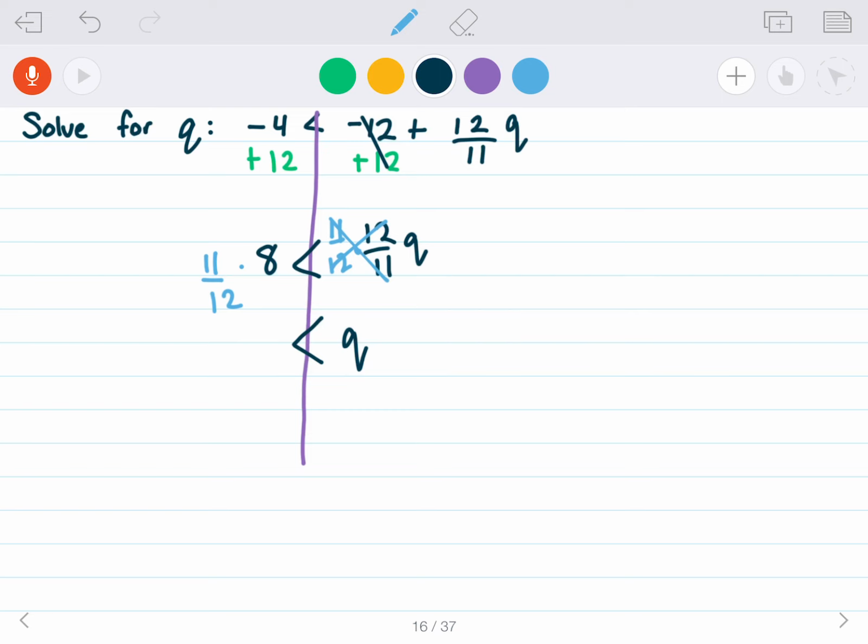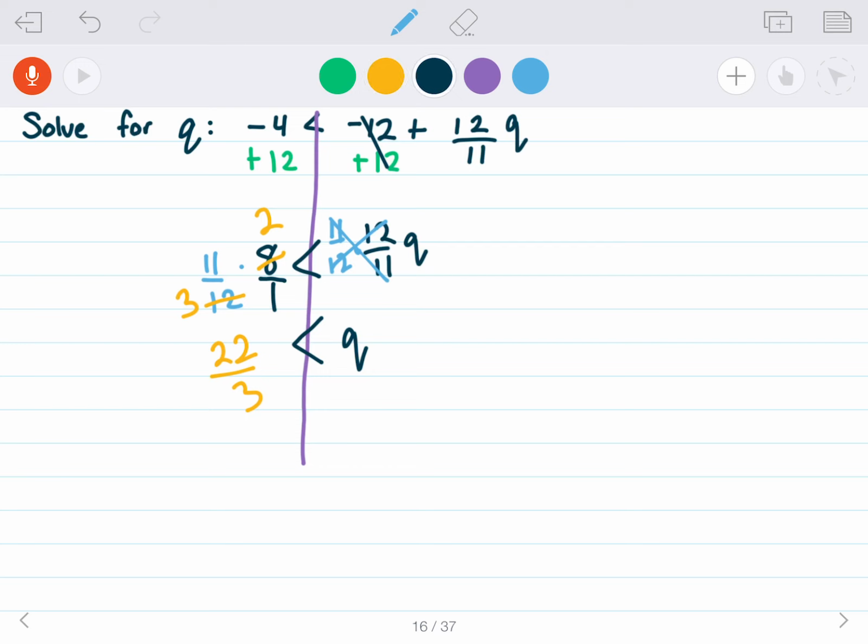Now on the left, when I do this multiplication, remember any number is understood to be over 1. Looking at the diagonals, I can cross divide before I multiply to save me some time. So 8 and 12 both have a divisor of 4, so 4 goes into 8 twice, and 4 goes into 12 3 times. Multiplying straight across, we get 22 over 3. Now, if you want to plot this, 22 divided by 3 in your calculator is approximately 7.33 repeating.